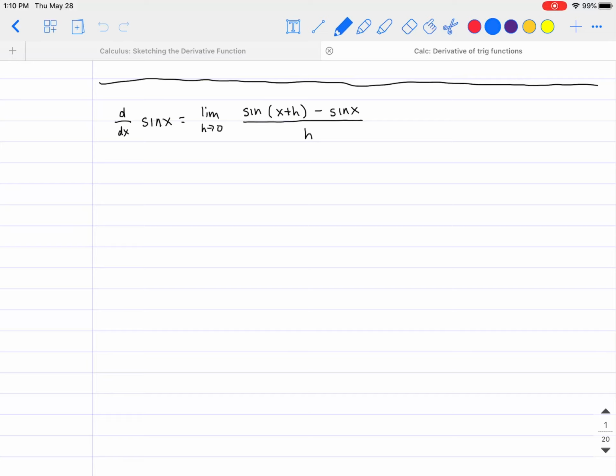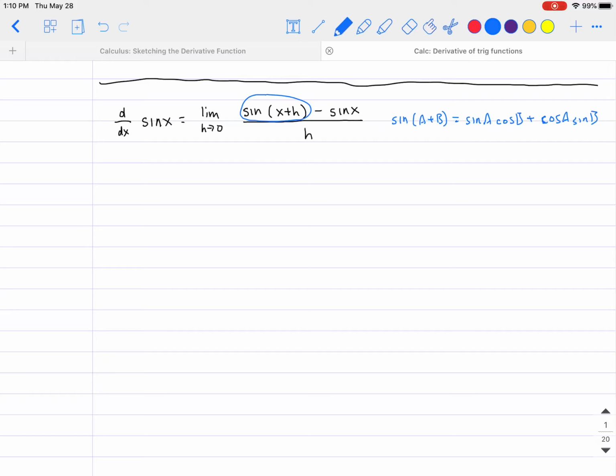by h. At this point, you're going to need to use a trig identity in order to figure out what happens next. So the trig identity is basically looking at this part over here. And if you remember, the trig identity says the following: the sine of a plus b is equal to the sine of a, cosine of b, and then plus the cosine of a multiplied by the sine of b.